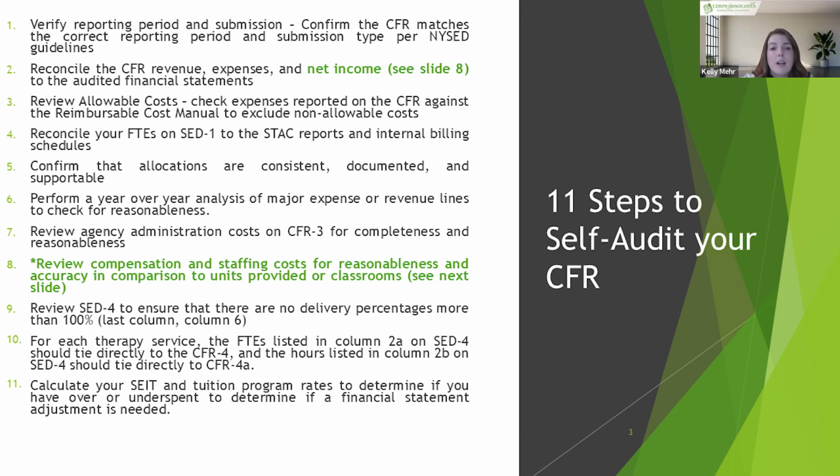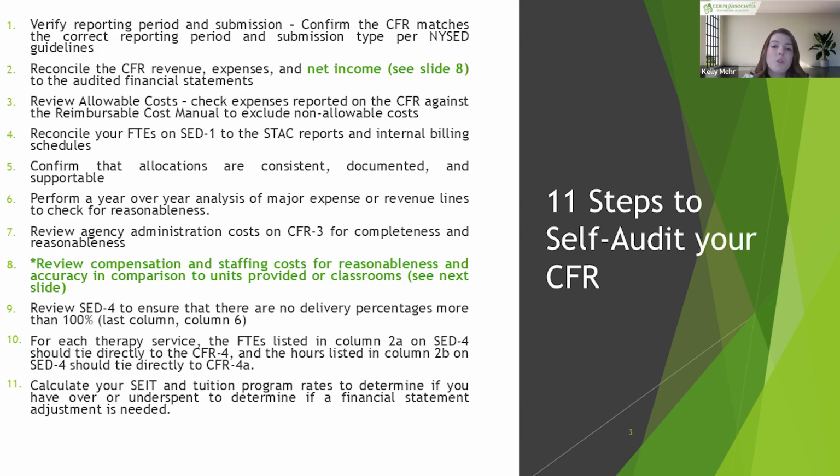So this slide lays out a few steps that you can take to self-audit your own CFR before you submit it to your auditors and to SED. So first, before submission, the first thing you should always confirm is that your reporting period and the submission type are correct and in line with SED guidelines. From there, your CFR revenue, expenses, and net income should always be reconciled to your audited financial statements. You want to make sure that both reports are talking to each other and that they sync up.